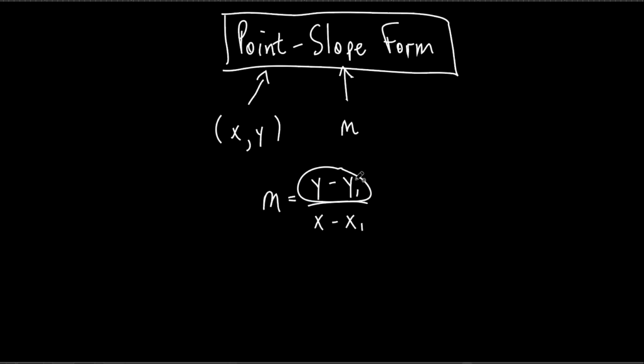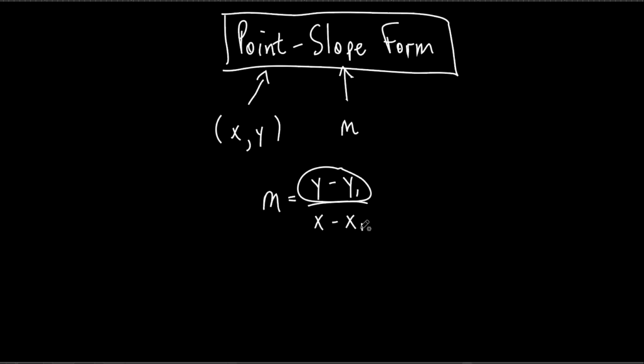Are you watching? Writing the stuff down? Okay. So they're going to get this by itself. So that means I have to get rid of this x minus x1. How am I, algebraically, how am I going to get rid of the x minus x1? It's being divided. So, what? Say it. What's the opposite of division?